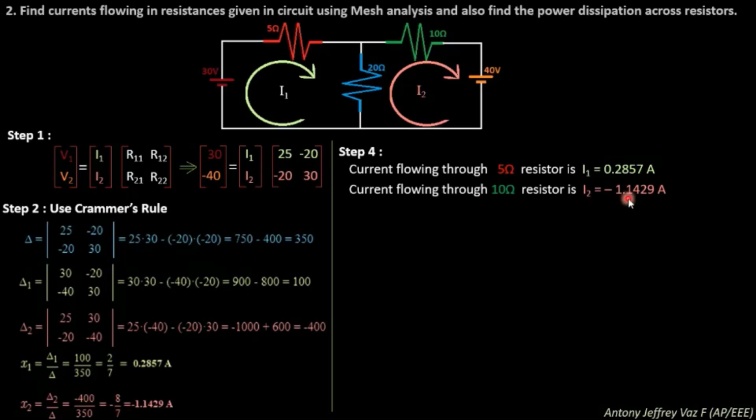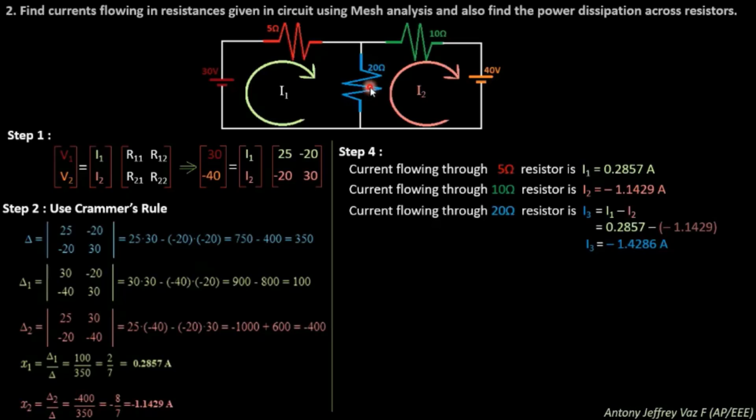So you can directly find the currents. Through the 5 ohm resistance, I1 is equal to 0.2857, and through the 10 ohm resistance the value is minus 1.1429 amperes, whereas for the 20 ohm resistance, I1 is in clockwise direction and I2 is in anti-clockwise direction. So I1 minus I2 is the current I3 flowing in the 20 ohm resistor. You need to subtract the two values, 0.2857 minus of minus 1.1429. So this will become addition. Add these two values, 1.4826 amperes.